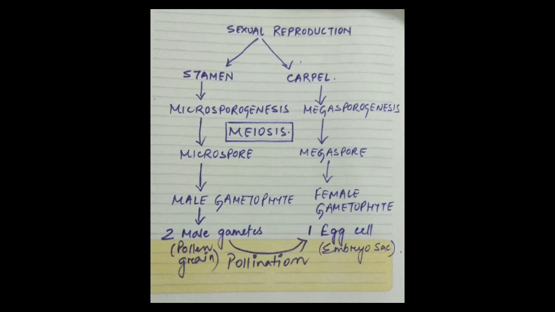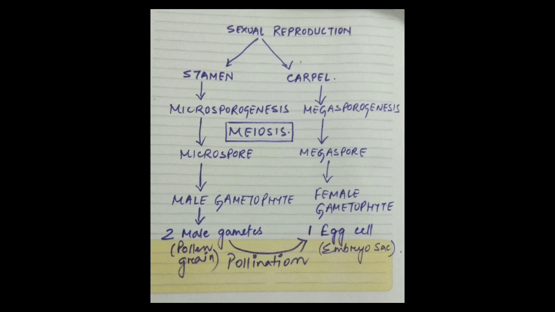Dear students, let's have a short recap of the last few classes. We were discussing sexual reproduction of flowering plants, where stamen and carpel were the male and female reproductive organs of the flower. The stamen has the anther, which is the fertile part, where a process called microsporogenesis takes place within microsporangia or pollen sac.